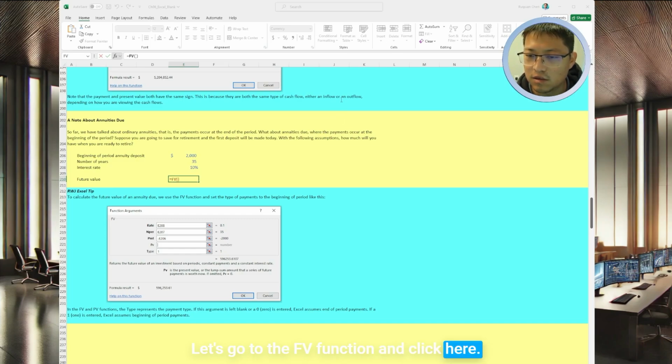Click here. The rate in this case is 10%. The number of periods will be 35. The payment will be negative $2,000. The present value, we don't have one. You can ignore this, or put a comma like in the equation, or leave it blank.